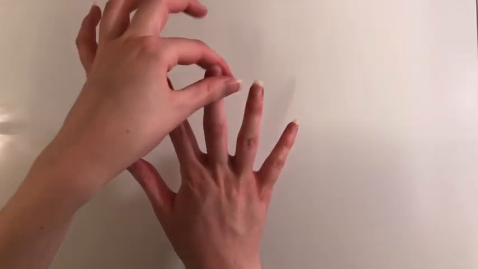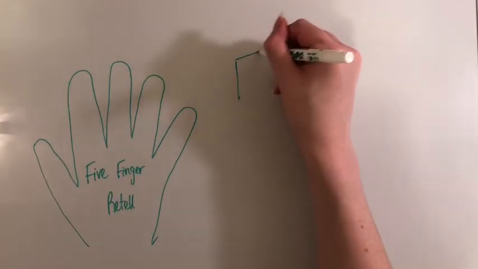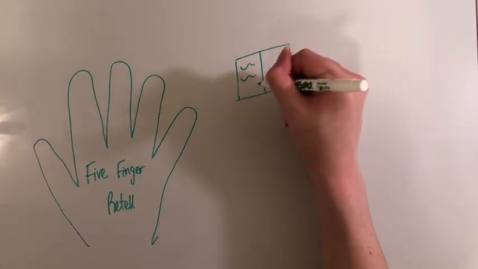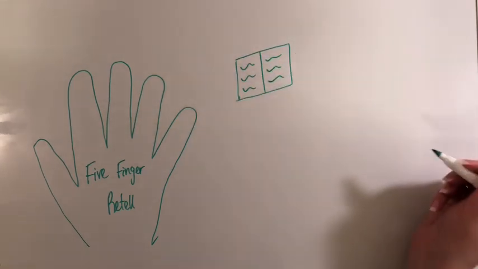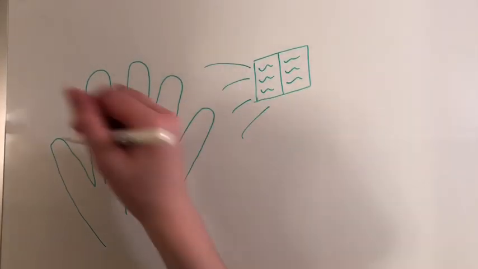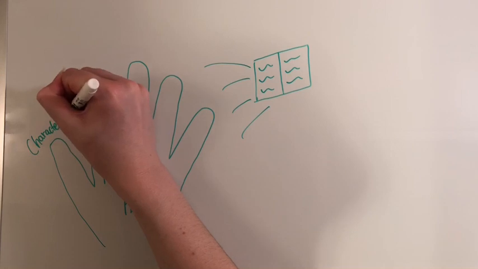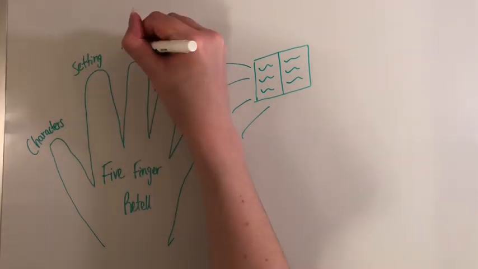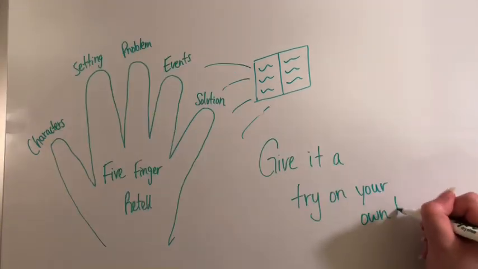Now you're ready to use the 5-finger reading strategy when you read a book independently. I want you to use the 5-finger graphic organizer and fill it out with words or pictures after you have read your Just Right book, or you can simply make your own graphic organizer by tracing your hand just like I did in this video. Give it a try on your own.